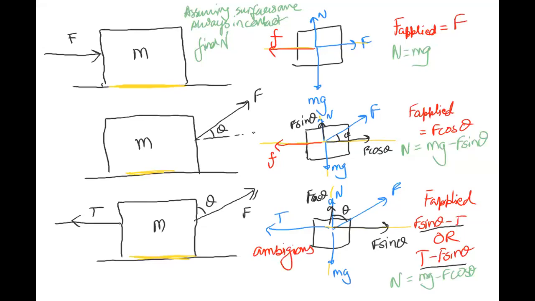It is ambiguous. Yes, it depends on F applied. आपको जब F applied का डायरेक्शन ही नहीं मालूम है, तो आपको फ्रिक्शन का डायरेक्शन नहीं मालूम है। अगर F sin थीटा बड़ा हुआ T से तो लेफ्ट हो जाएगा, और अगर T बड़ा हुआ F sin थीटा से तो राइट हो जाएगा। This is the biggest lesson I want you to learn today, okay? That friction का direction is ambiguous in these cases.